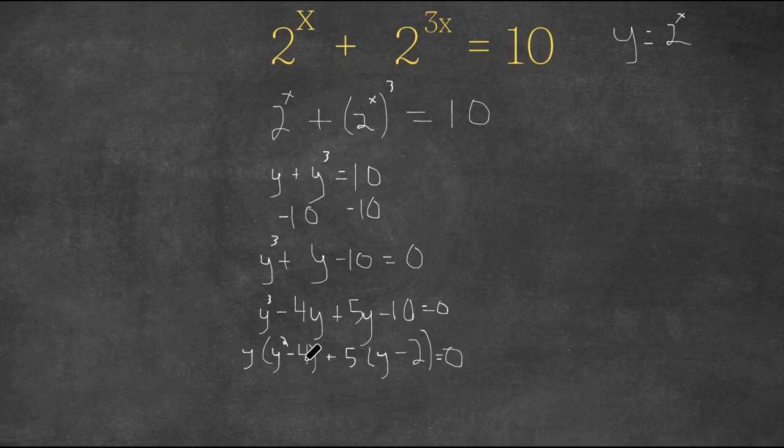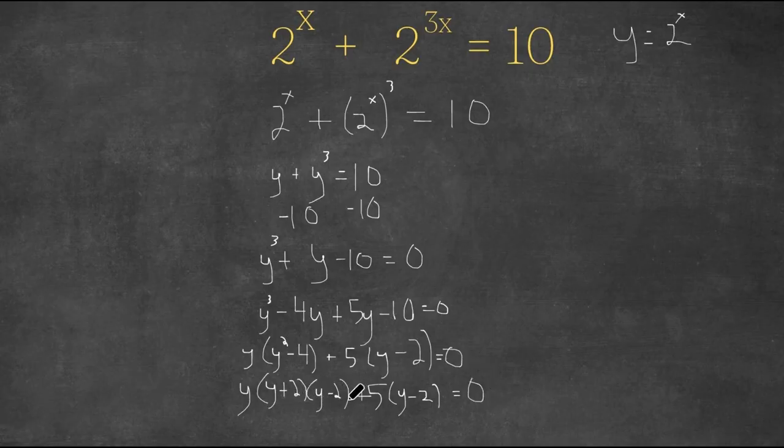And now we're going to change our y squared minus 4 into y plus 2 times y minus 2. So we have y times y plus 2 times y minus 2. We simply just factored this y squared minus 4. And we're going to add this with 5 times y minus 2. And all of this still equals 0.